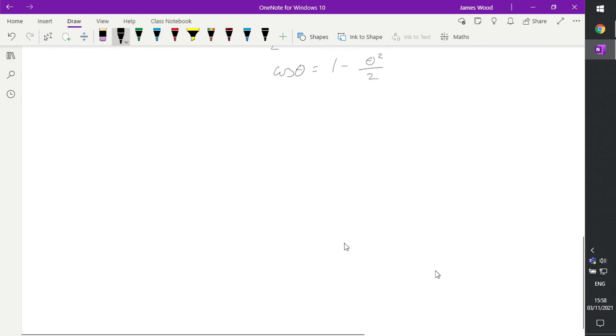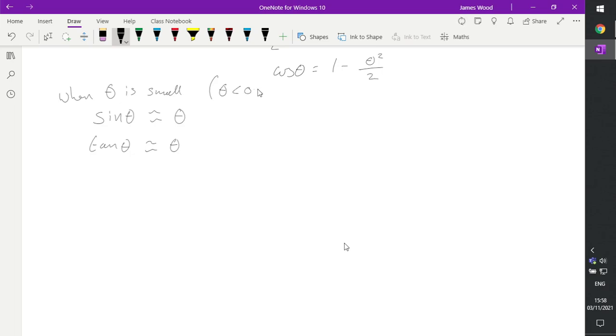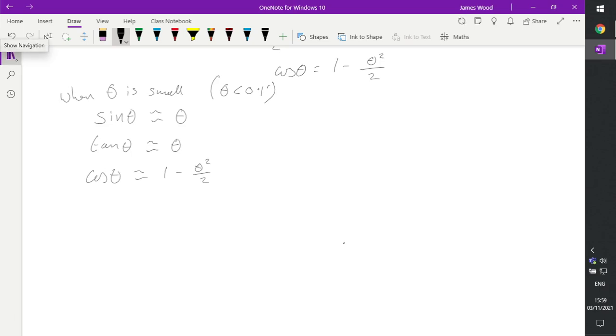So just to remind ourselves what the approximations are, we've got sine theta approximates to theta. Tan theta approximates to theta as well. This is when theta is small. I would generally say that theta should be less than 0.1 radians. And cos theta approximates to 1 minus theta squared over 2. And we do get given those in the formula booklet.